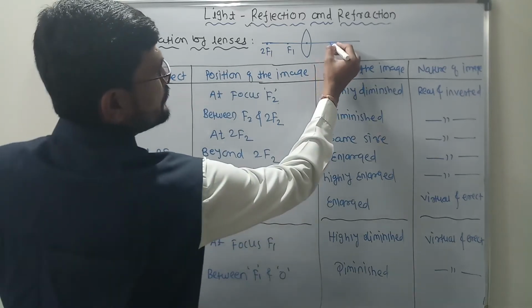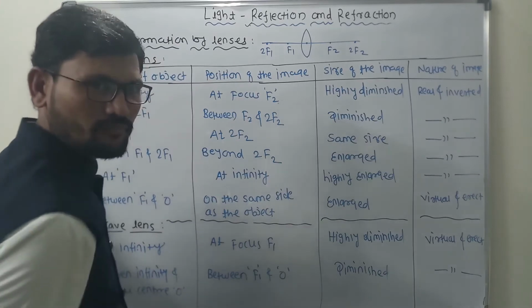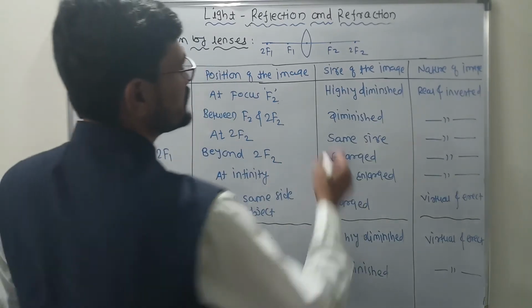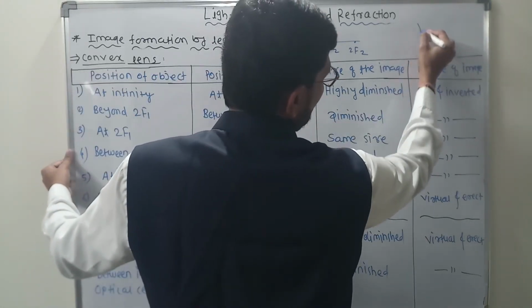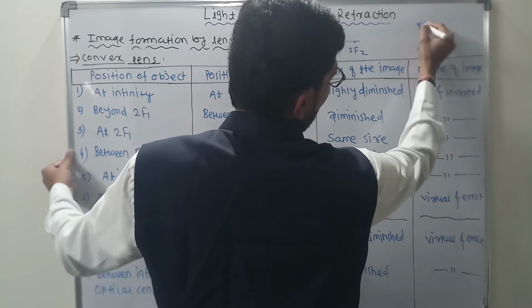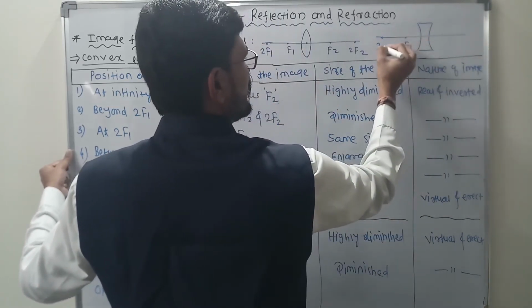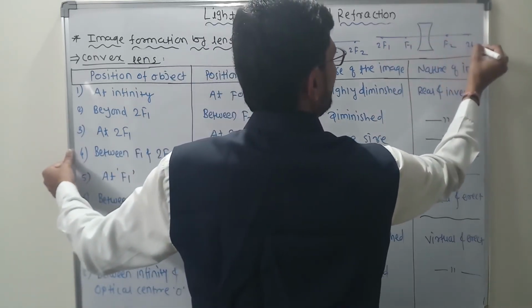So to this side it becomes f2 and this is 2f2, clear? Similarly, for which lens now? That was the convex lens. What will it be for the concave lens? This is f1, this one is 2f1, this one is f2 and this one is 2f2.